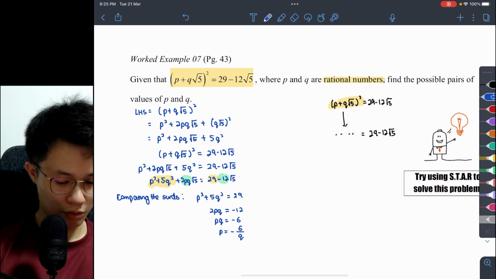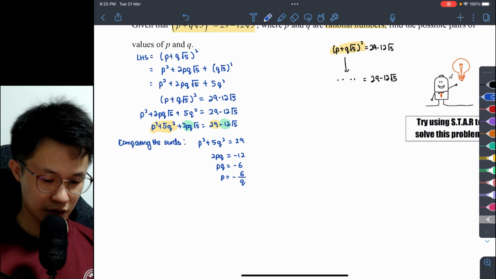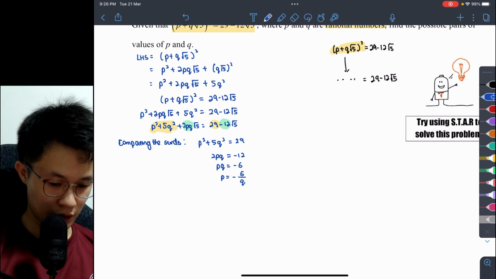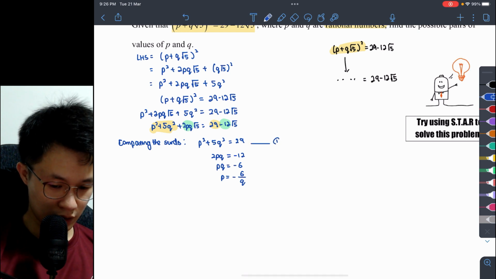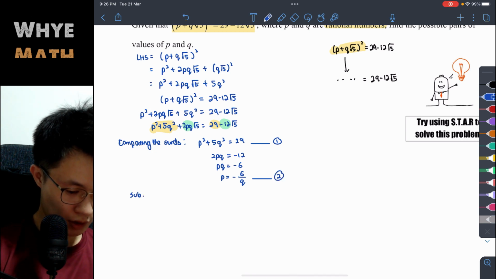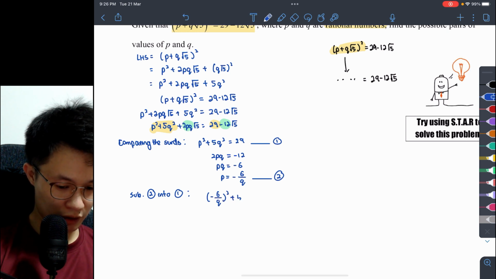So what we have here is that we are going to use simultaneous equations. Okay, but this simultaneous is going to be a bit tricky because you have quite a lot of things to do. So let's start on it. Equation 1 and equation 2. We're going to substitute 2 into 1, and that will simply give us negative 6 over q, squared, plus 5q square equals 29, and subsequently you have 36 over q square plus 5q square equals 29.